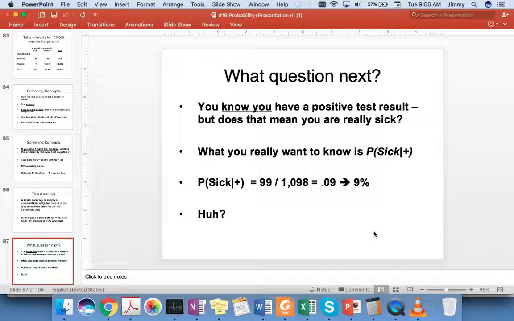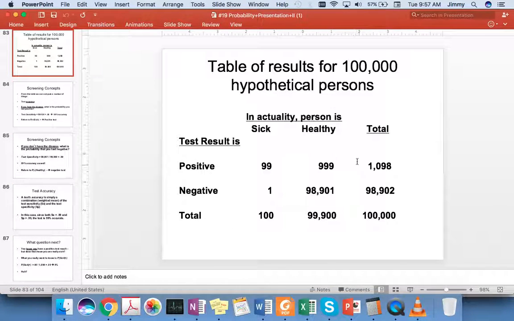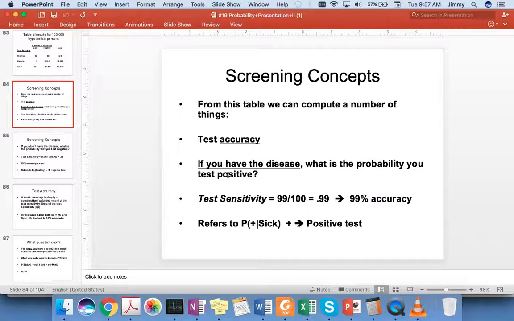So what question is next? You know you have a positive test result, but does that mean you are really sick? What you really want to know is the probability that you're sick given that you received a positive result. That probability is 99 out of 1,098, which is actually only 9%. Now you're confused. Now where does that come from? Right here. The probability that you're healthy given that you had a positive result.